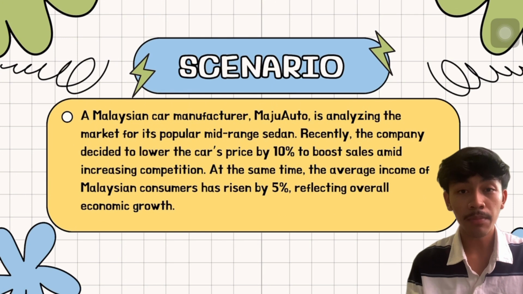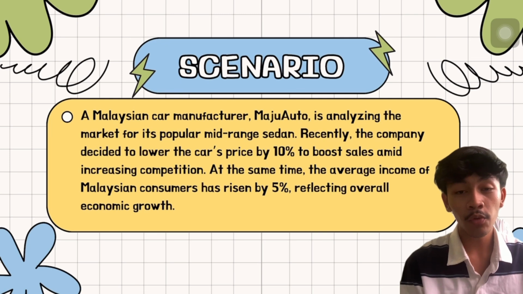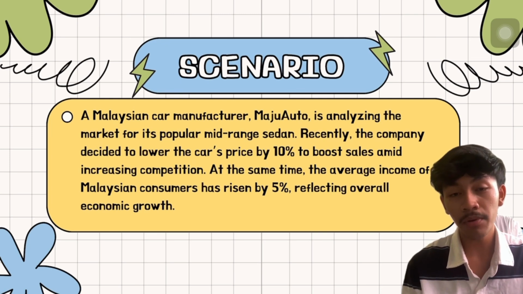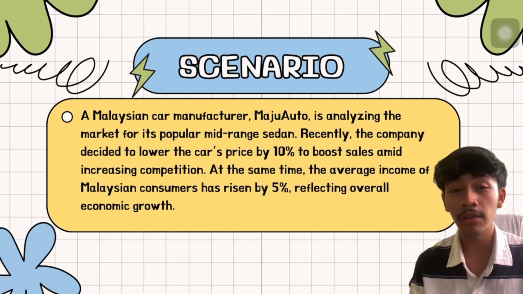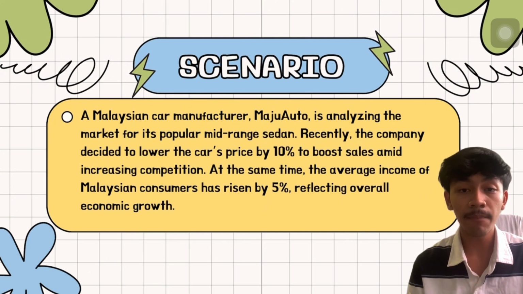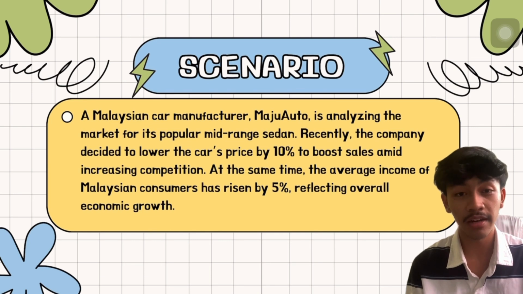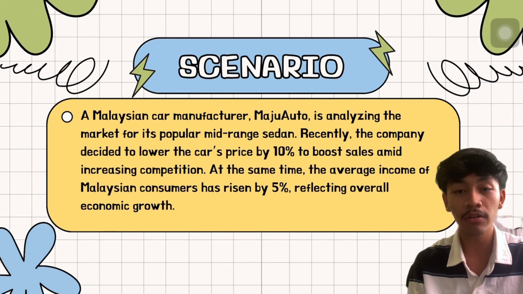Maju Auto, a Malaysian car manufacturer, is analyzing the market for its popular mid-range sedan. Due to increasing competition, the company has decided to reduce the car's price by 10% to boost sales. At the same time, the average income of Malaysian consumers has increased by 5%, reflecting overall economic growth. These changes allow us to analyze the impact of price changes and income on consumer demand.